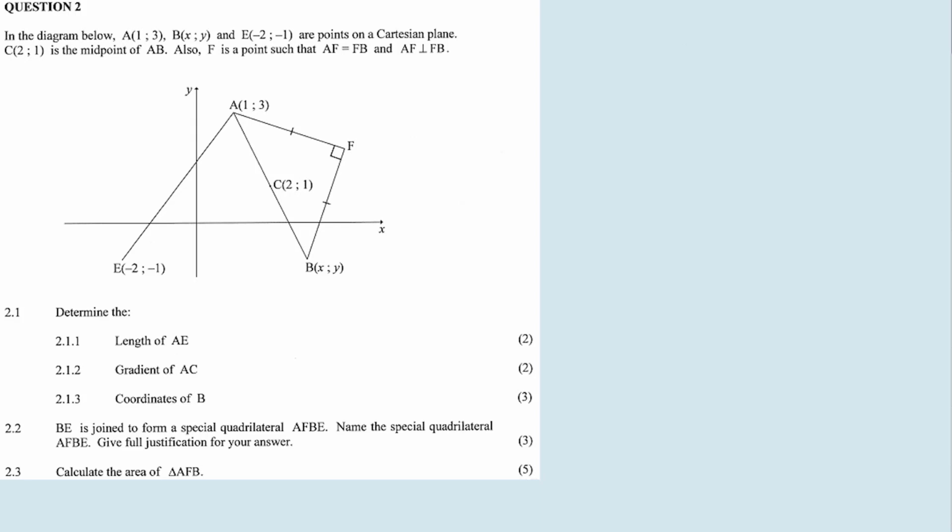In the diagram below, A, B, and E are points on a Cartesian plane. C is the midpoint of AB. So our point C is the midpoint between A and B. Also F is such a point that AF is equal to FB, and the lines AF and FB are perpendicular. We see the 90 degrees here. Then 2.1, determine 2.1.1, the length of AE.